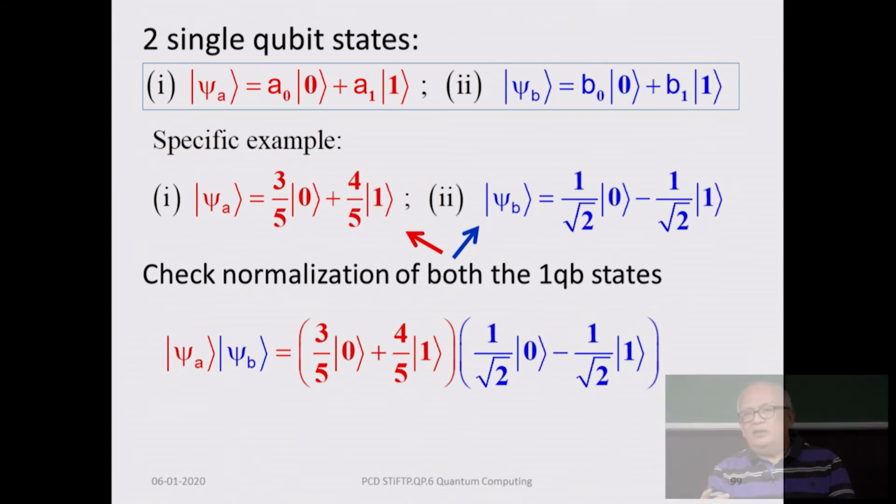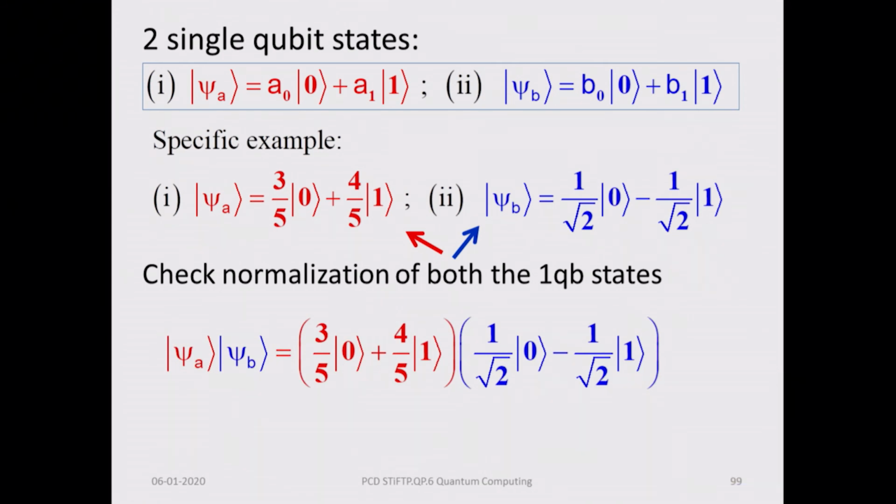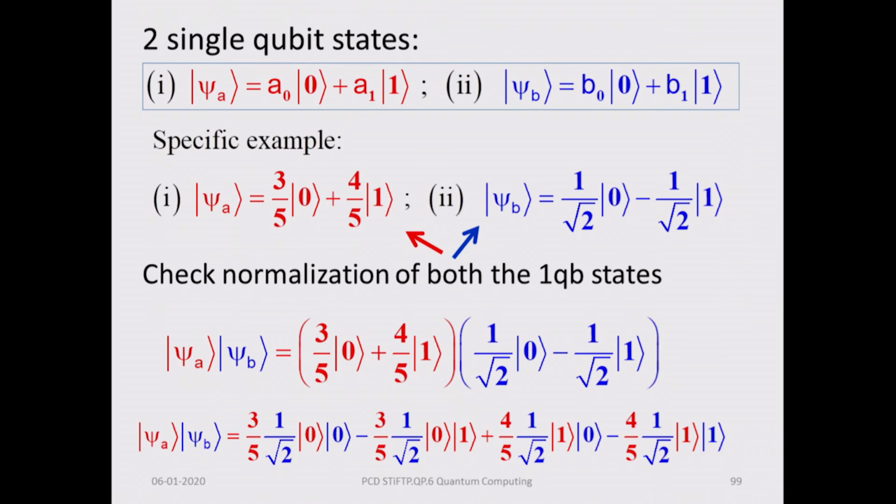And now you construct the direct product, the tensor product of these two vectors. So, now you multiply them out, okay. So, what do you get? You get 3/5 times 1 over root 2 times 0 0, then you get minus 3/5 times 1 over root 2 times 0 1, and you get the other two terms. Get it? Right? So, we have just multiplied out the two.